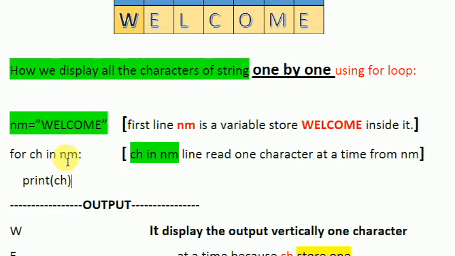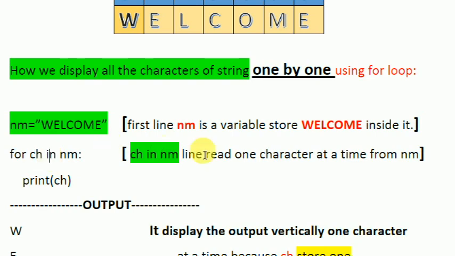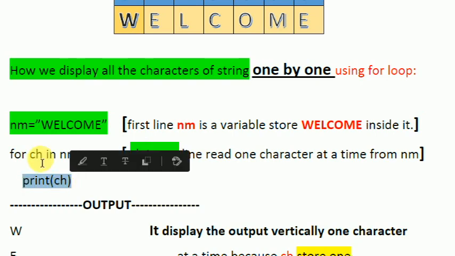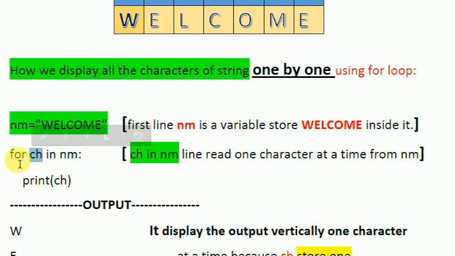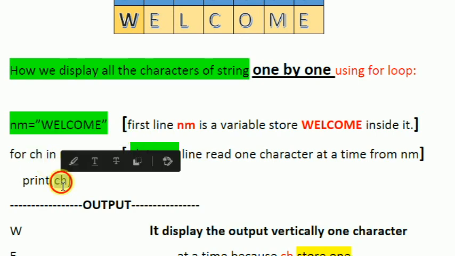nm is a string, ch is a variable, and the keyword in we have already discussed. You can download that sheet also. This is going to read one character at a time from nm, meaning it is going to read the character from nm and store it inside ch. Next line is print ch. I'm going to display the character that is stored inside ch. Then again the loop goes up, for is going to execute again, taking the next character e from nm, which is stored inside the variable ch, and print is going to display it. I already showed the output also.